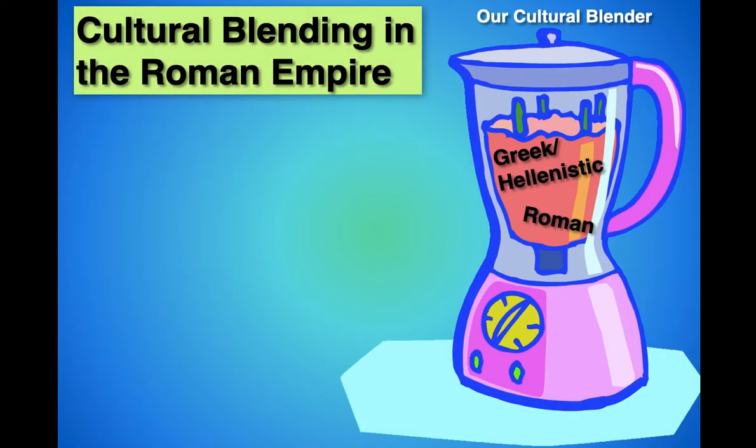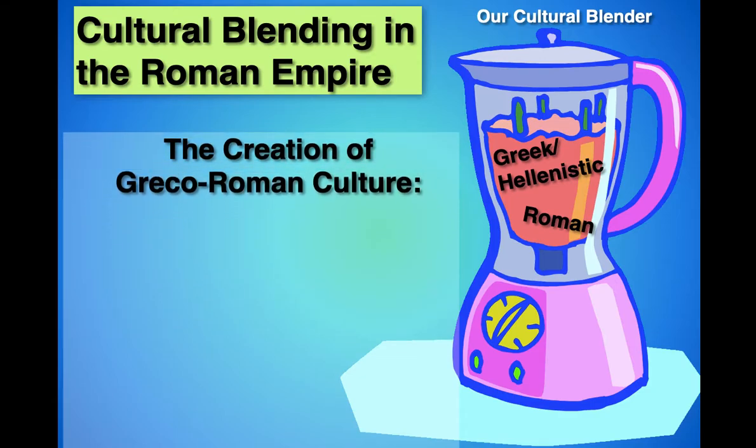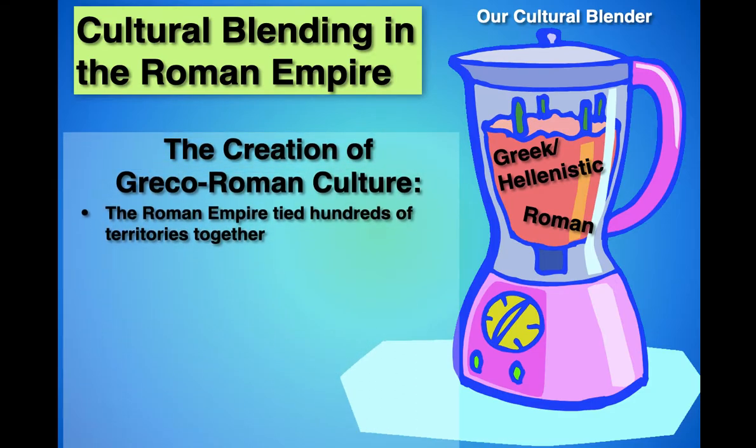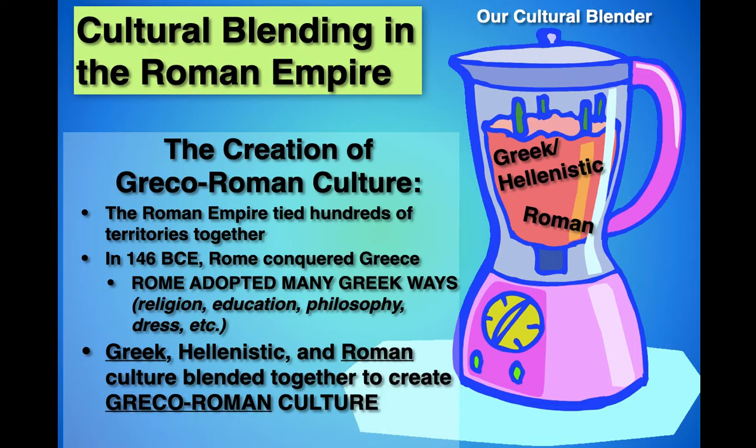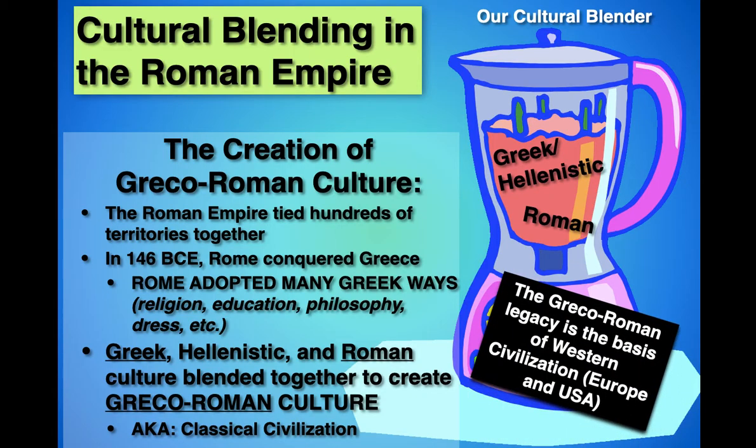So, cultural blending in the Roman Empire. Creation of Greco-Roman culture. The Roman Empire tied hundreds of territories together. In 146 BCE, Rome conquered Greece. Rome adopted many Greek ways: their religion, they had multiple gods, education and philosophy, and their dress. Greek, Hellenistic, and Roman culture blended together to create a Greco-Roman culture, also known as classical civilization. The Greco-Roman legacy is the basis of Western civilization in Europe and the United States.